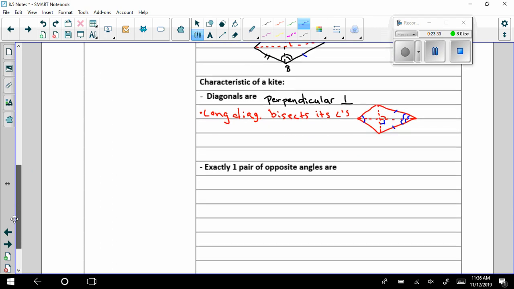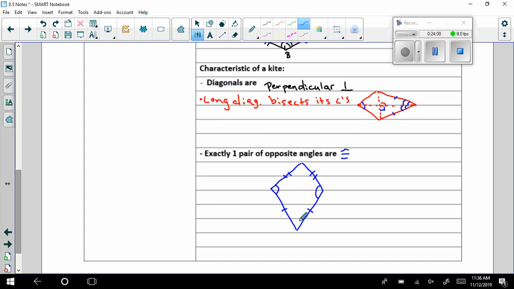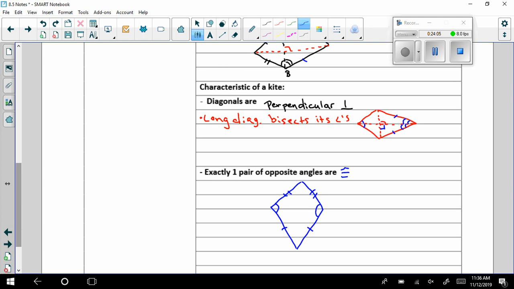Exactly one pair of opposite angles are congruent. Okay, so this angle here and this angle aren't congruent, which you can most of the time clearly see. But the ones by the short diagonal are congruent. So these here in between the two triangles are congruent. So these are bisected, these are congruent. All of them together add to 360, so lots we can do in there. And then we add in the fact that we have right triangles if we have the diagonals as well. Okay.